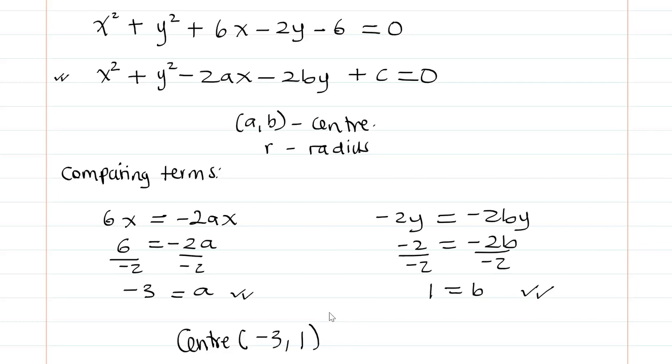Now from here, we are left with the radius. We have got the coordinates of the center. How do we get the radius? It's still on comparing here. Negative 6 corresponds to C, or to positive C. So negative 6 corresponds to C.